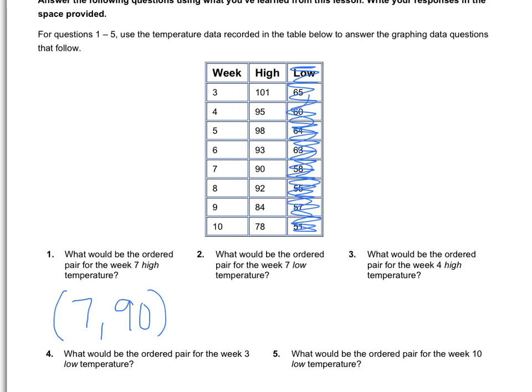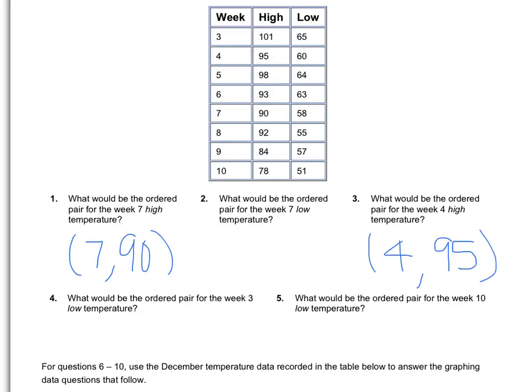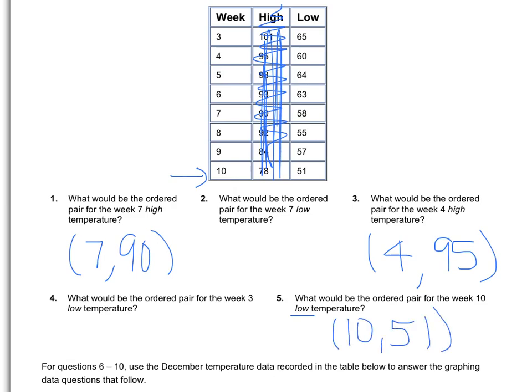For number 3, what would be the ordered pair for the week 4 high temperature? Going up here to week 4, the high temperature was 95, so it'd be the ordered pair 4, 95. Our next question, number 5, asks what would be the ordered pair for the week 10 low temperature? This time we want the low, so we can ignore our high temperature. Week 10 low was 51, so it would be the ordered pair 10, 51.